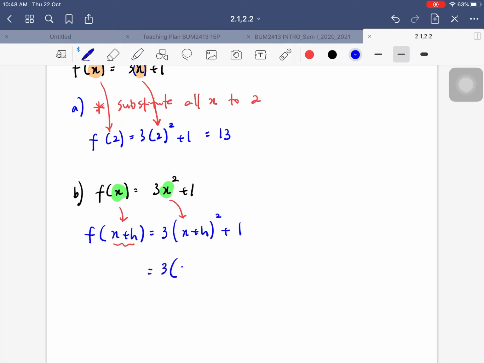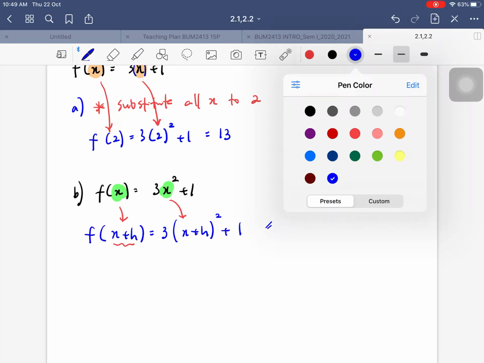When I expand, I will get x squared plus 2xh plus h squared plus 1. It looks like there's actually nothing I can simplify right there, because everything is not a constant. So you can simply leave it like this, or you can expand as well. But in order to minimize mistakes, if you cannot simplify it, simply leave it as it is at the top. Okay, so I'm just going to leave it until here. That would be better. It avoids mistakes.